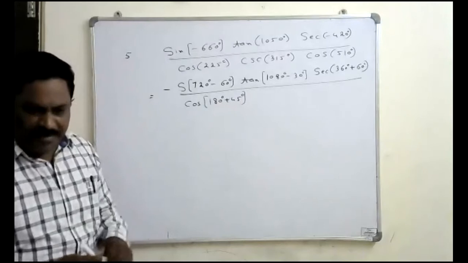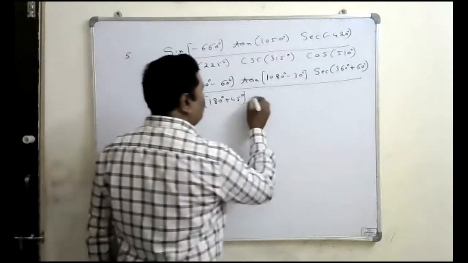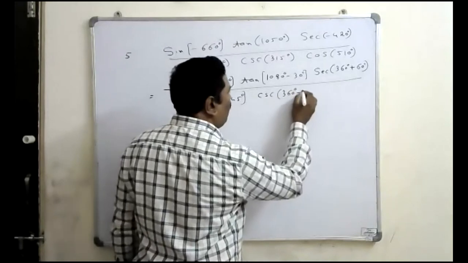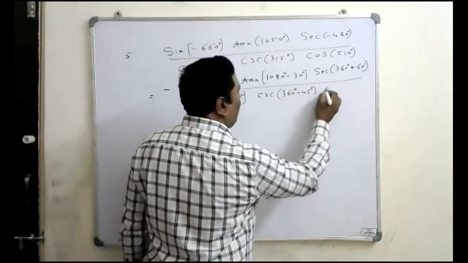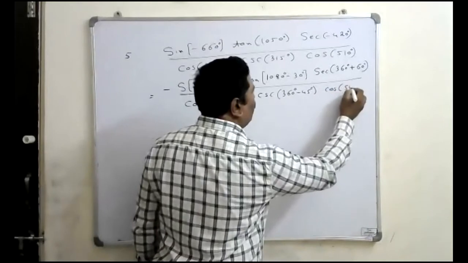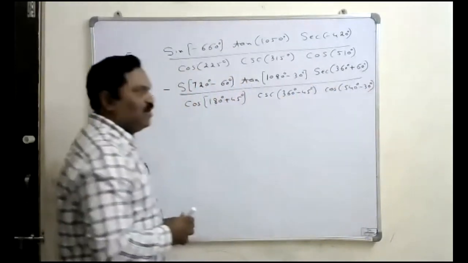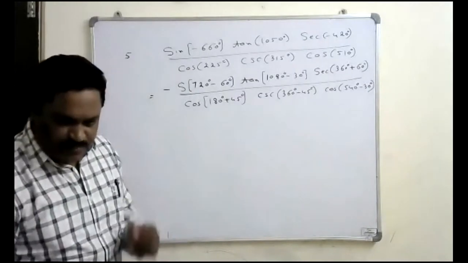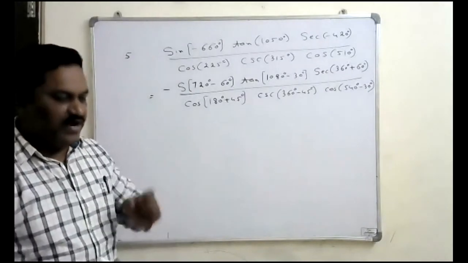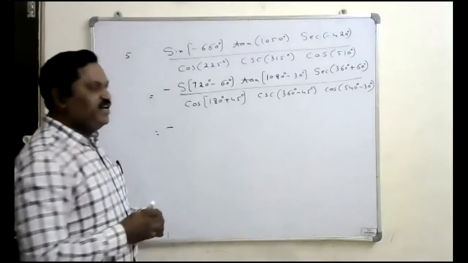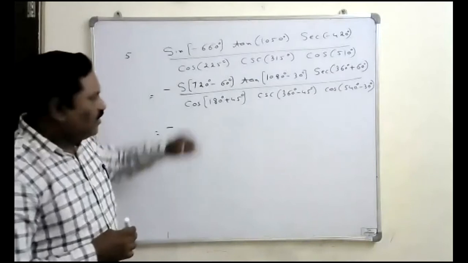225, you can write 180 plus 45. And cosecant 315, we can write 360 minus 45. And 510, we can write 540 minus 30. Like that, all those angles we will express in terms of their nearest quadrant angle. Now, identify the quadrant in which that angle lies.